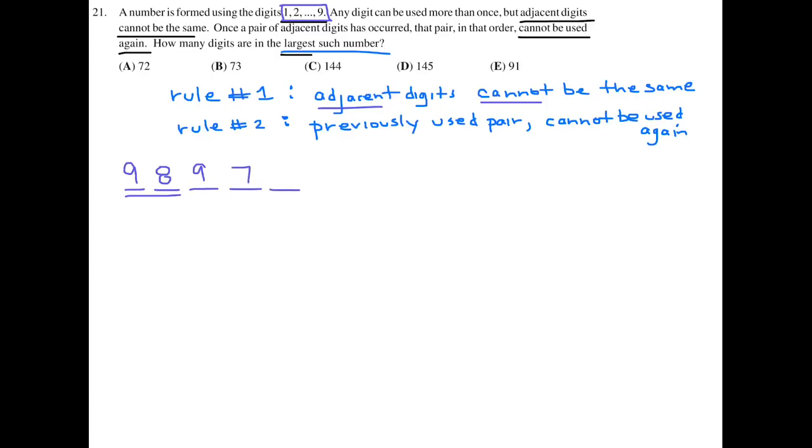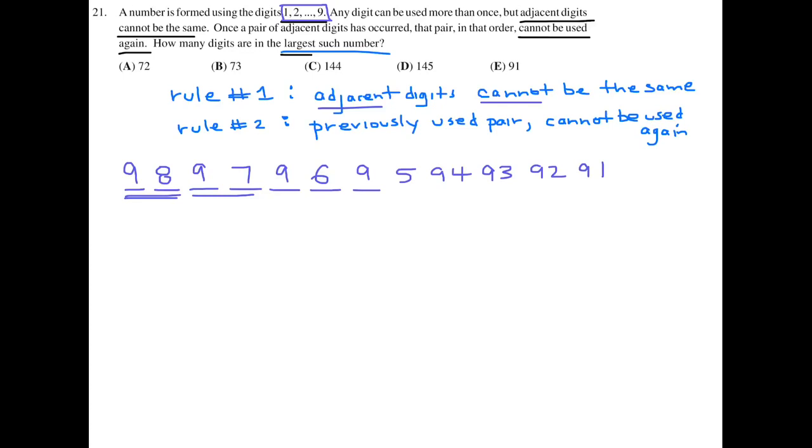Next digit, can I put a 9? Does it violate any of our rules? No, I can put a 9. But how about the next one? Can I put a 9? No. Can I put an 8? No, because that will become 9, 8. Can I put a 7? No, because that 9, 7 pair has already been used. So I'm only left with 6. And as you keep going, you'll notice it'll become like this: 9, 4, 9, 3, 9, 2, and then 9, 1.